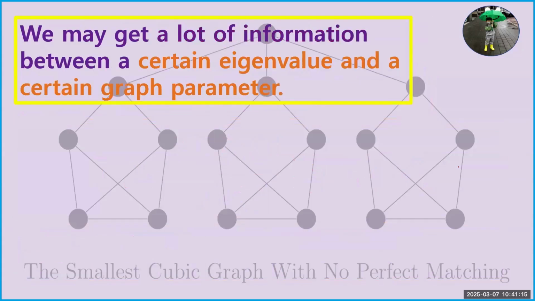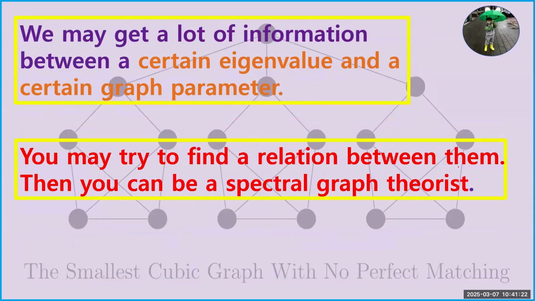We may get a lot of information between a certain eigenvalue and a certain graph parameter. You may try to find a relation between them. Then you can be a spectral graph theorist.